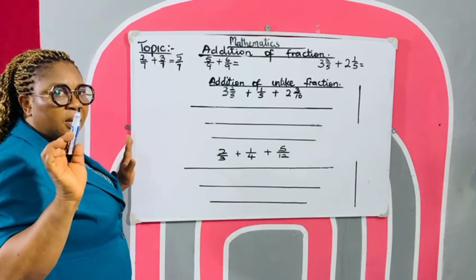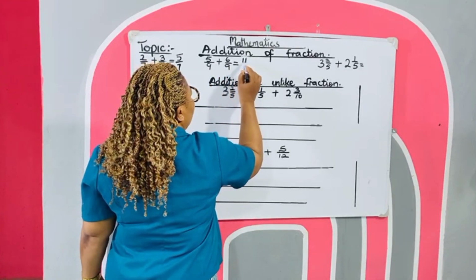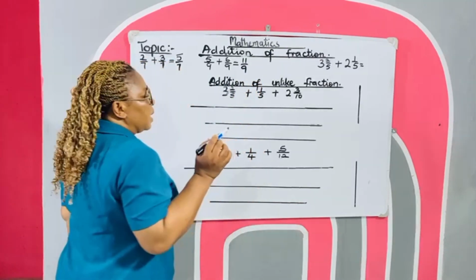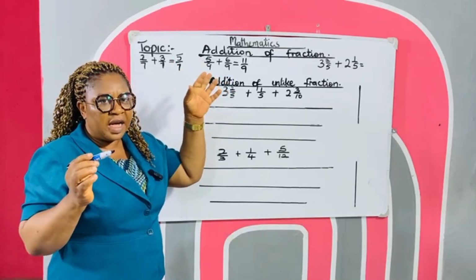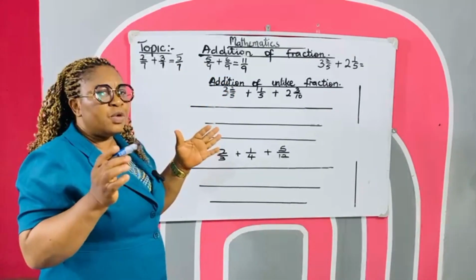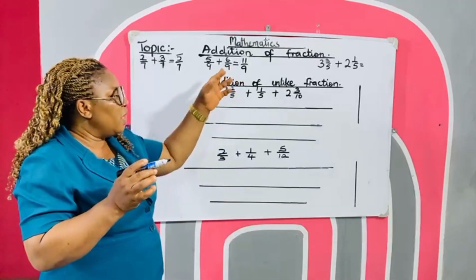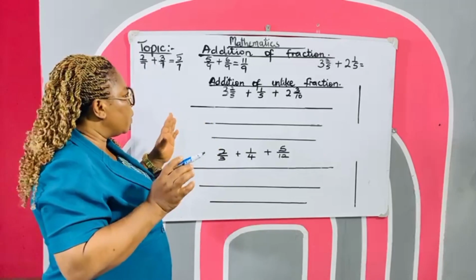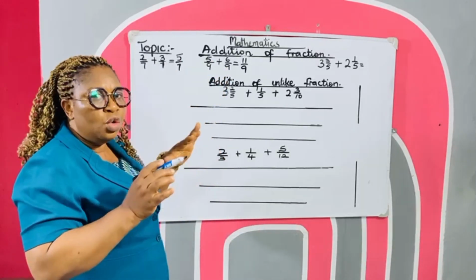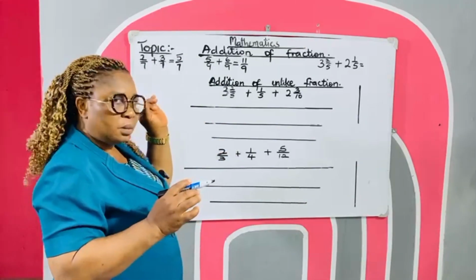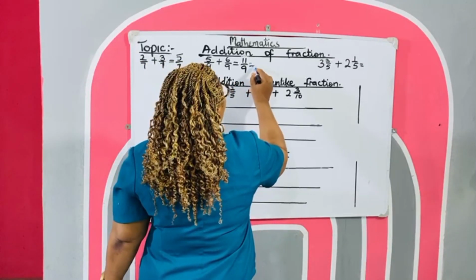Simple. That's the answer. Look at this one: 5 plus this will give you 11, and the denominator remains the same. When you look at this, you see that the numerator is bigger than the denominator. Anytime you solve maths, make sure you don't leave the answer like that. If you get a result where the numerator is bigger than the denominator, you must change it to a mixed fraction.